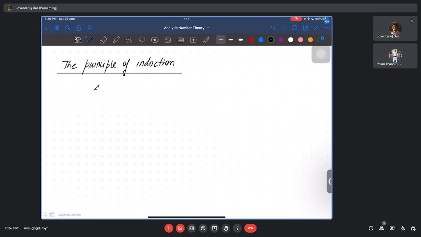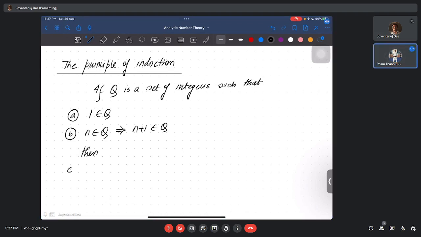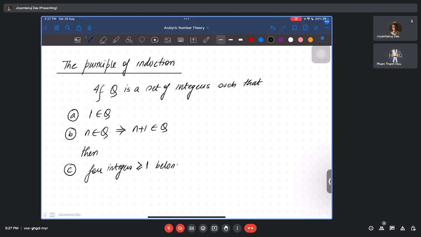So it says that suppose Q is a set of integers such that 1 belongs to Q and n belongs to Q implies n plus 1 also belongs to Q. Then we can claim that for all integers n greater than or equal to 1, n also belongs to Q. So this is the basic thing, right? I think you already know this, right?